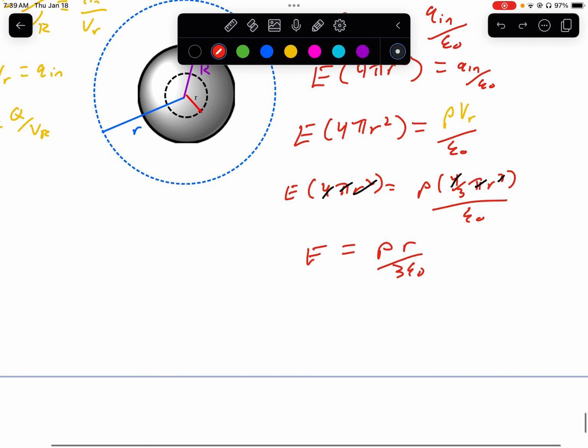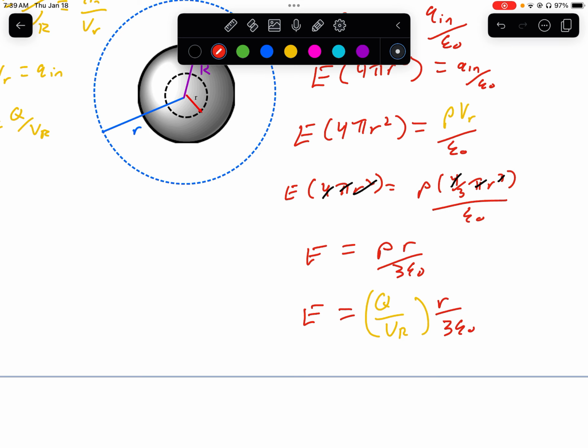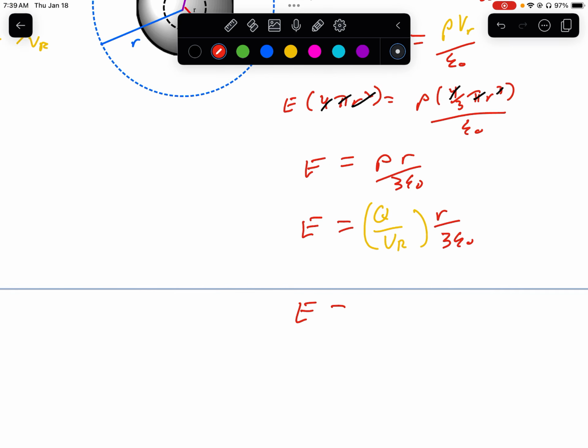I'm going to do another substitution. Rho is equal to capital Q over V_R, and what I have left over is r over 3 epsilon naught. So I can expand this out: E is equal to big Q over 4/3 pi capital R cubed, times r, over 3 epsilon naught. A bit messier, but still nothing we cannot deal with.